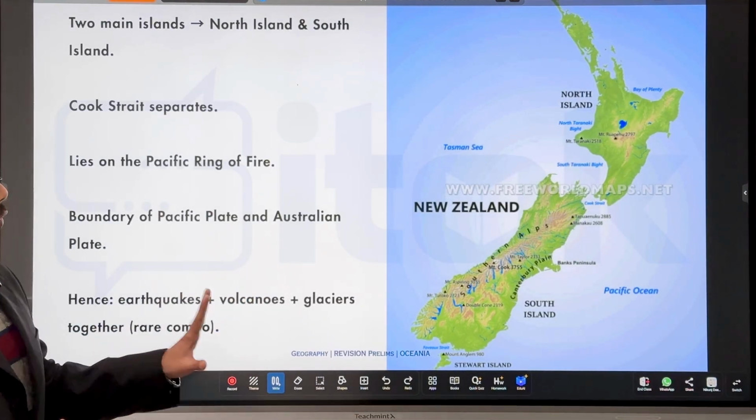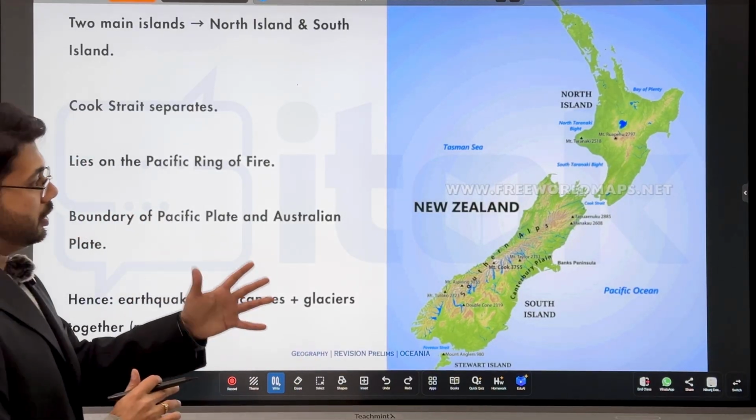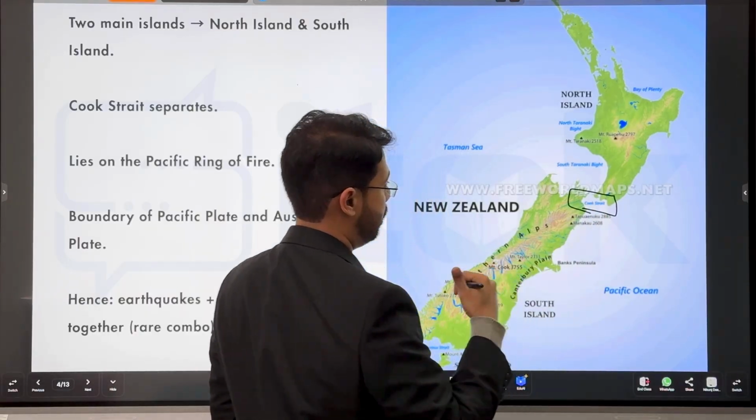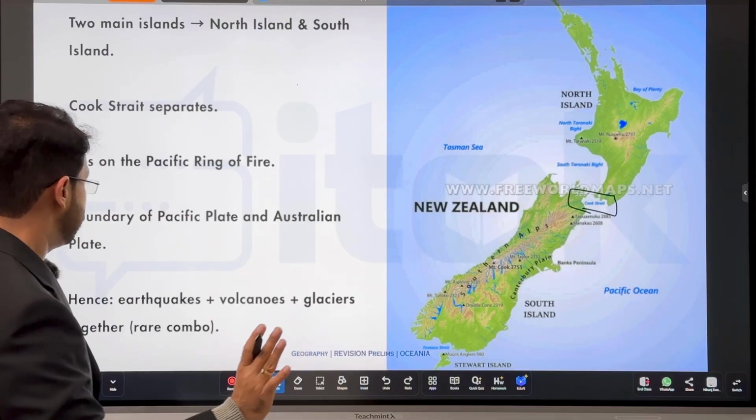So New Zealand has two islands, North and South Islands. Cook Strait separates North Island and South Island. Okay, just remember here's the Cook Strait. You won't be able to see it in the video, but there is a Cook Strait between the North and the South Island. Okay, just remember that.